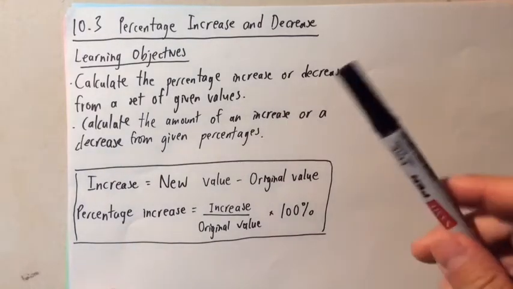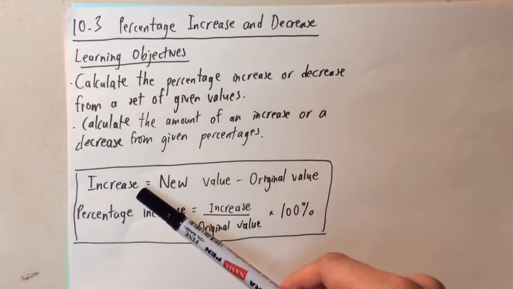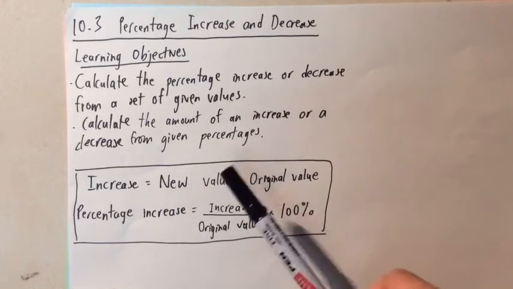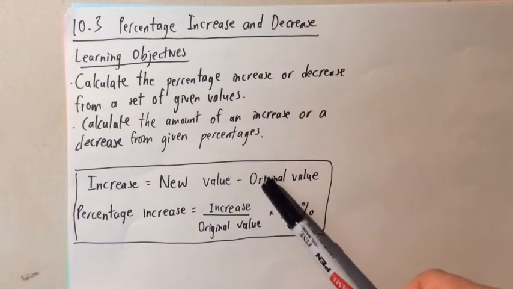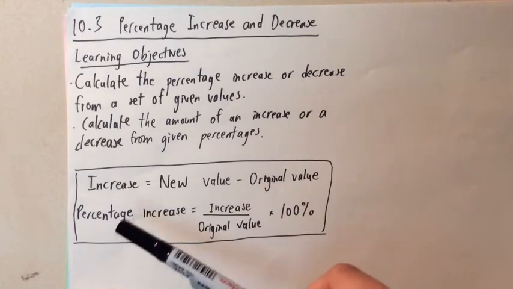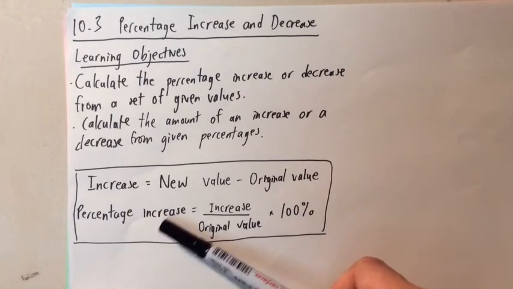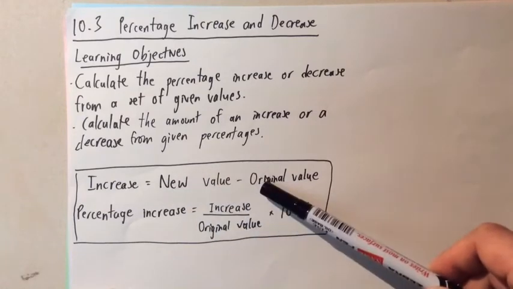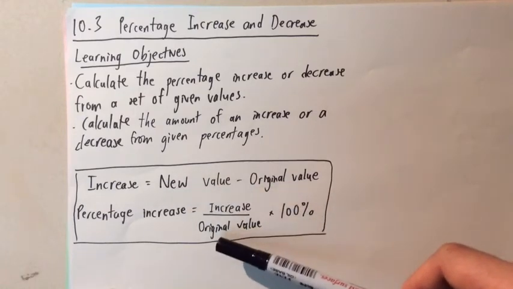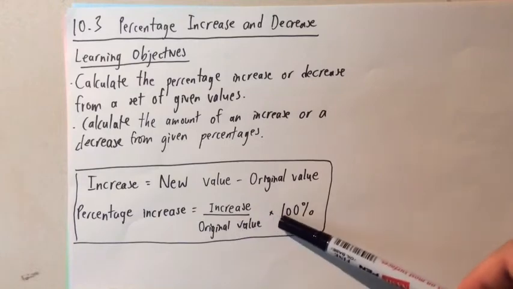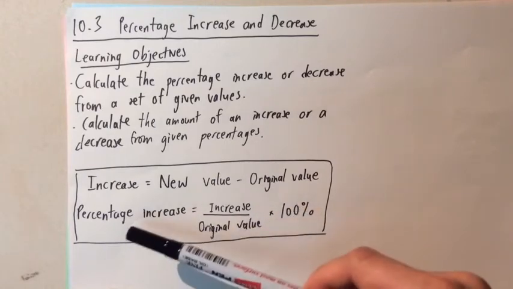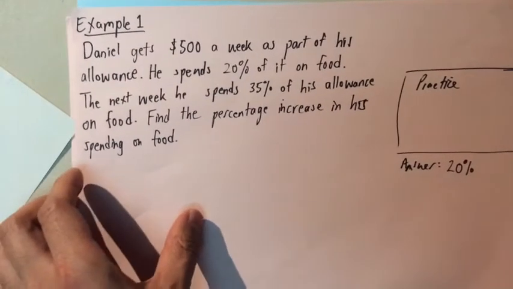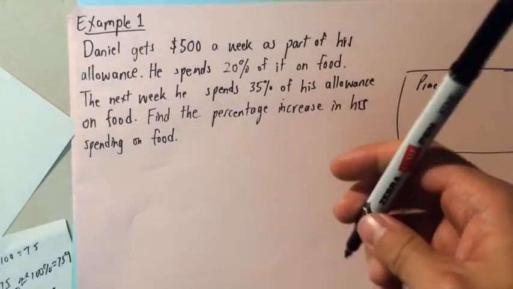Now, the first one is pretty obvious. We know that an increase is when we have the new value subtracted by the original value, and the new value is greater than the original value. Okay, a percentage increase is when we have the increase, the new value minus the original value, we divide that by the original value, and then we multiply that by 100 in order to get a percentage. Let's do a simple practice question first, involving the formula that we just learned.